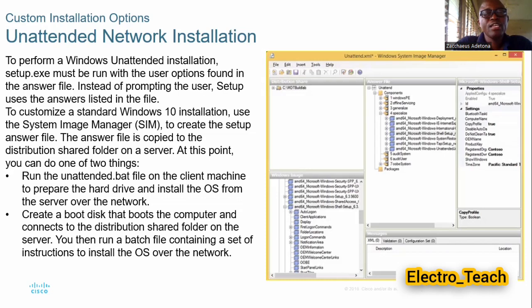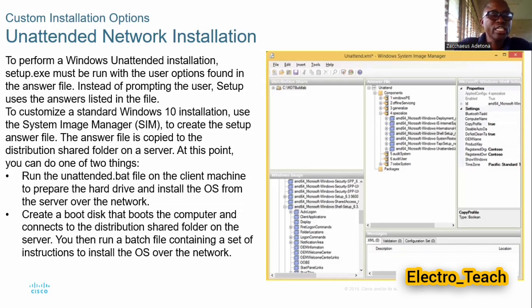So after that file is created, then two things can be done. The file called unattended.bat will be run. That is one way. It will be run on the client machine to prepare the hard drive and install the operating system from the server over the network. So the operating system will be installed, and at every point when an input is needed, that input will be copied from the answer file that is put on the computer.